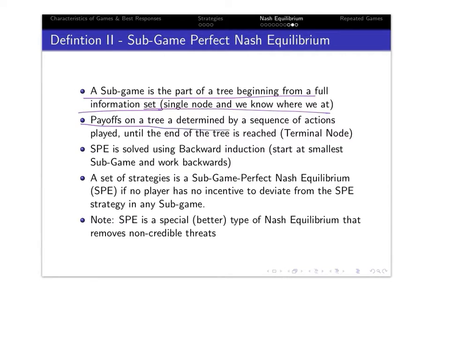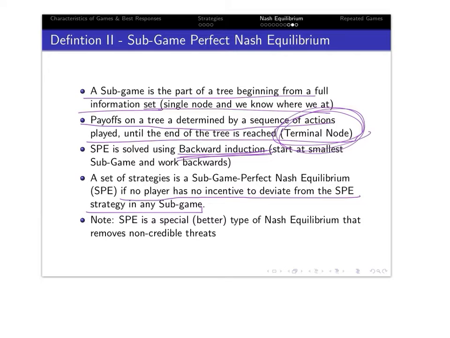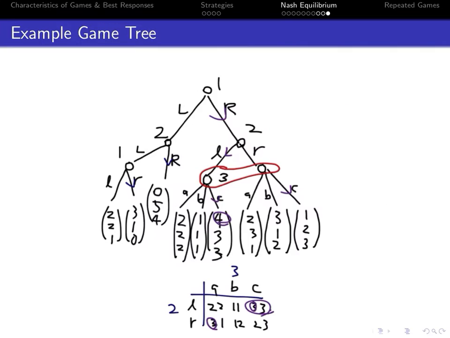Payoffs on a tree are determined by a sequence of actions played until the end of the tree is reached, which is referred to as the terminal node. SPE is solved using backwards induction, which is very common in this course. So basically you start at the smaller subgame and you just work backwards. A set of strategies is a subgame perfect Nash equilibrium, or SPE, if no player has an incentive to deviate from the SPE strategy in any subgame. So throughout the whole tree they've got no incentive to deviate all the way down. So SPE is a refinement of Nash equilibrium that removes non-credible threats.